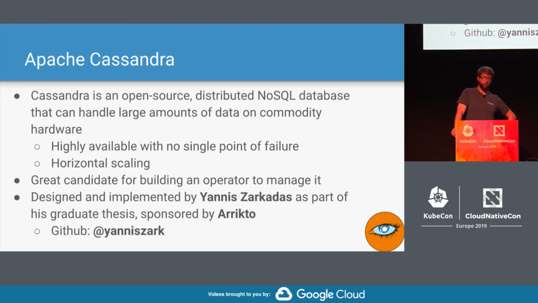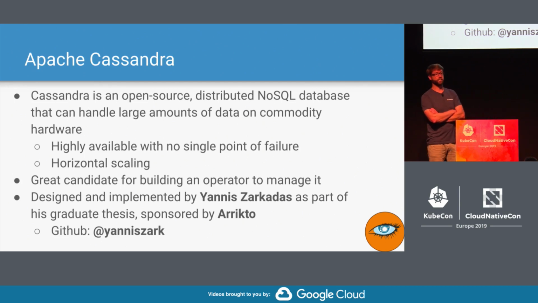I definitely want to call out that Rook's Apache Cassandra operator was designed and implemented by a guy named Yanis Arkadas as part of his graduate thesis. I think he did an awesome job with it, and he actually went and presented and defended his thesis about the Cassandra operator that he wrote. I didn't do anything nearly that cool when I was in school, so that was really cool for him to do. He's a very valued member of the Rook community now, and he was sponsored by a company called Arikto that has a booth here on the trade show floor. Yanis actually works there now. I don't know, Yanis, are you in the room? He might not be, but he did a great job.